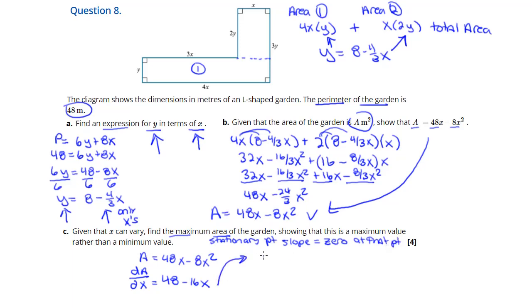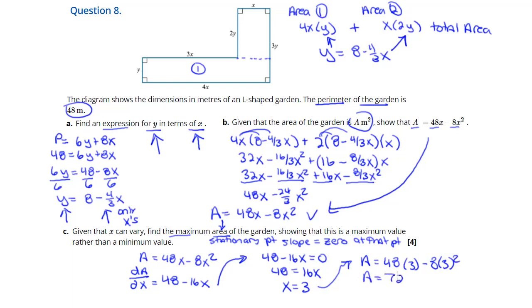And so in this case, I'm not going to find a slope. I'm going to find an x. And when I do, I find out that x is equal to 3. I plug it back into the area equation. And then I find out that when x equals 3, the area is equal to 72.